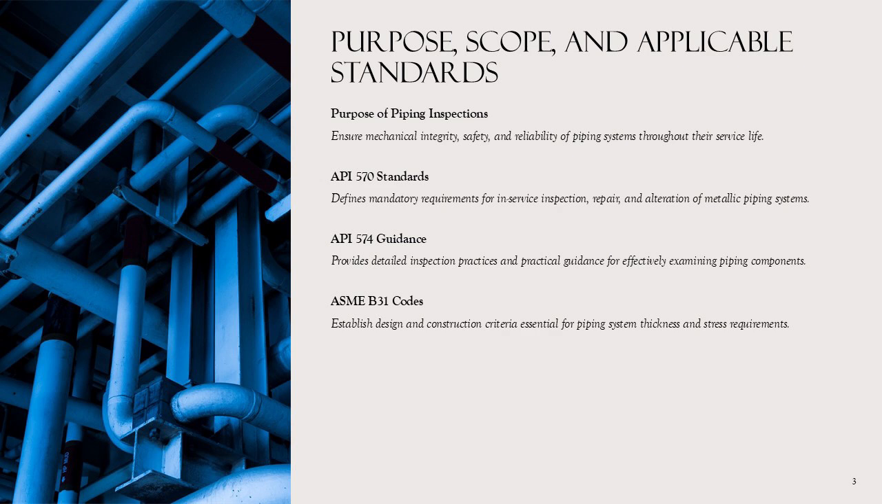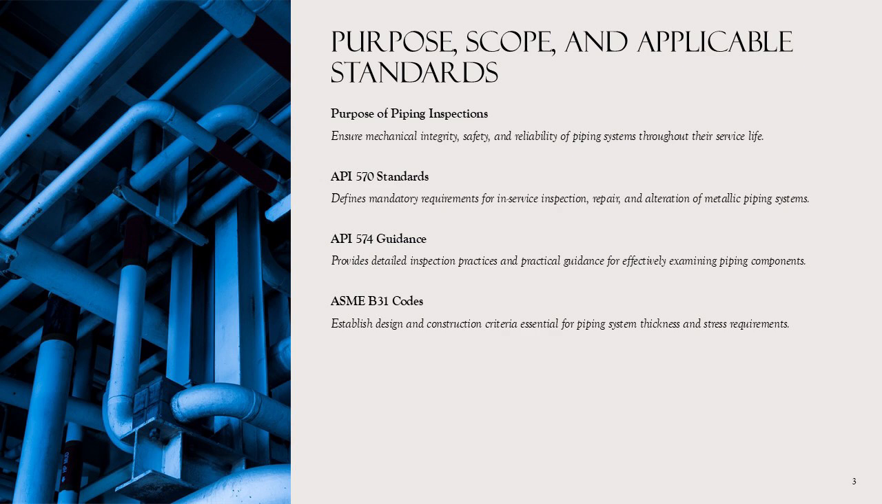The purpose of piping inspection is to ensure the continued mechanical integrity, safety, and reliability of piping systems throughout their service life. Inspectors play a critical role in preventing loss of containment, protecting personnel, safeguarding the environment, and maintaining operational continuity. API 570 provides the mandatory requirements for in-service inspection, rating, repair, and alteration of metallic piping systems. It defines inspector qualifications, inspection intervals, thickness requirements, and acceptance criteria.